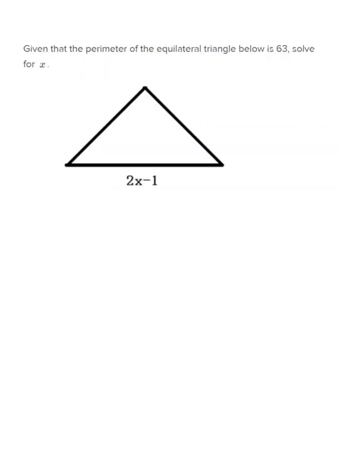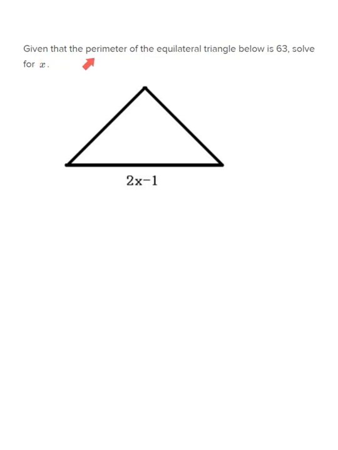Ooh, I like this problem. It says, given the perimeter. What is the perimeter? The perimeter is the total distance around. So the total distance around is the perimeter.